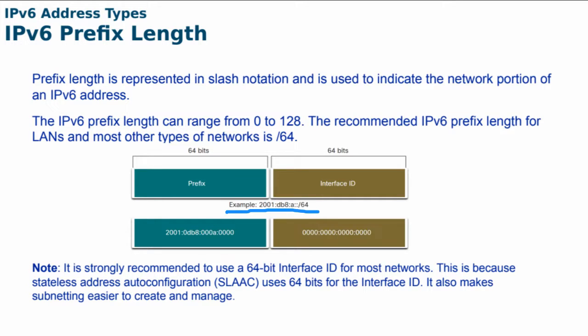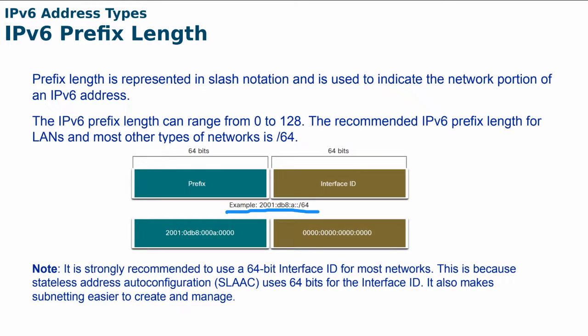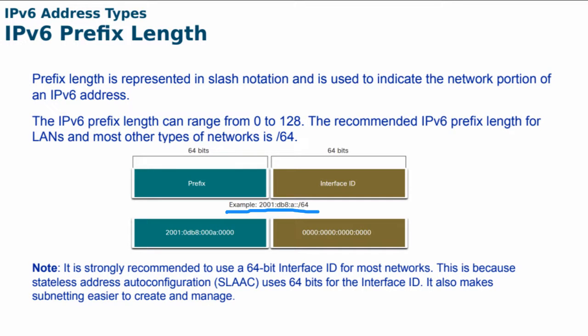It is strongly recommended to use a 64-bit interface ID for most networks. This is because stateless address autoconfiguration, or SLAAC, uses 64 bits for the interface ID. It also makes subnetting easier to create and manage. So let's stick to this rule. 64-bit interface ID. But we are not going to do any subnetting for IP version 6 in this course. Okay.